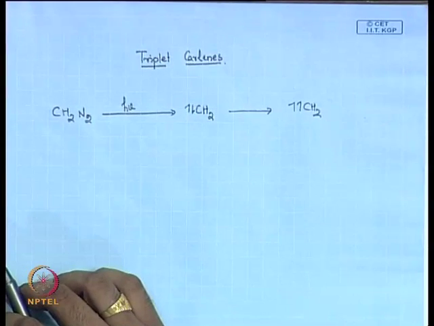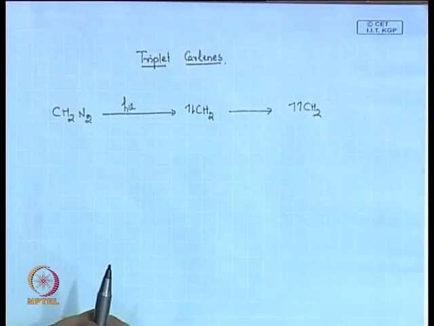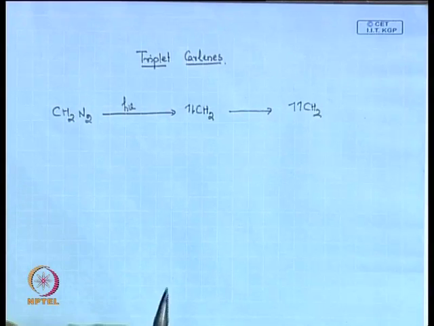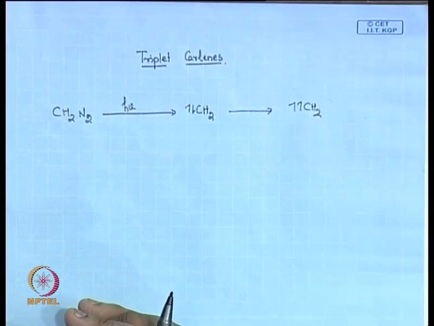Any direct evidence that you can say I got a triplet carbene? Suppose I ask you to go to the lab, make the triplet carbene, and say that you have made a triplet carbene. I want direct evidence. I do not want you to do one more reaction, because that is again doing a reaction, right? Any direct evidence you can think about?